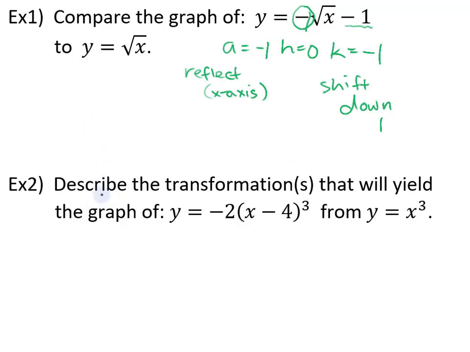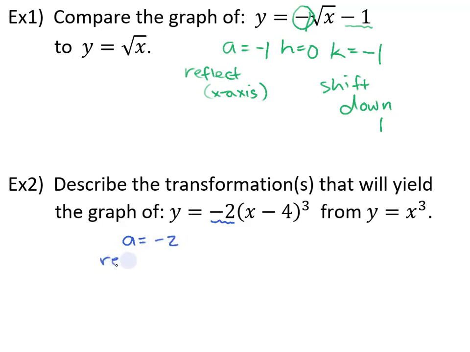Okay, example 2. Describe the transformations that will yield this graph. So here I see x minus h is being cubed. So we're working with a cubic function. And it looks like it's giving me the parent function y equals x cubed. So it's essentially the same question. So let's find a, h, and k for this particular one. Okay, so a is our multiplier in front of our function, which is negative 2.